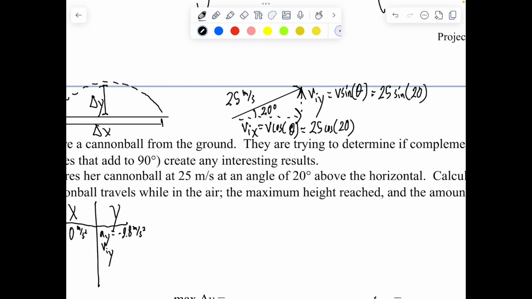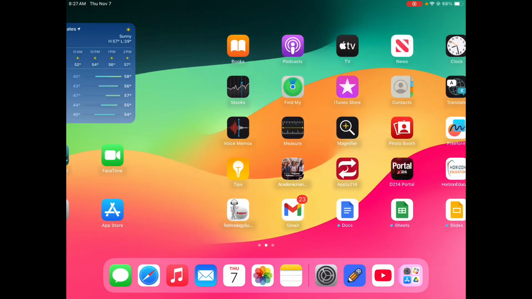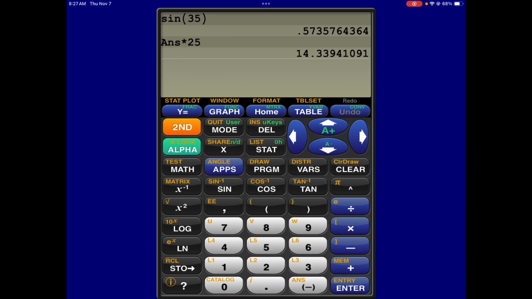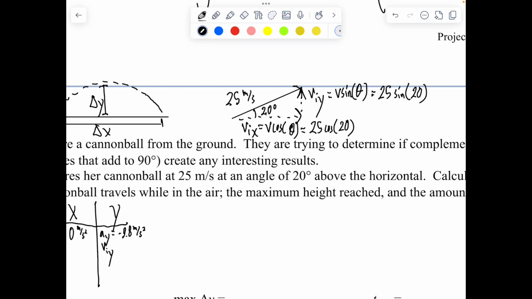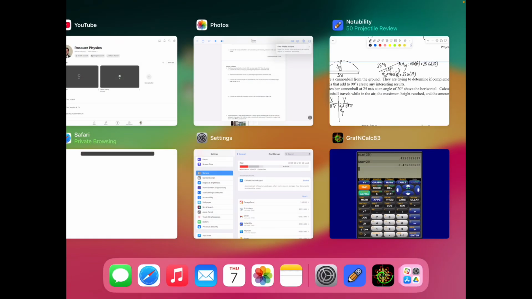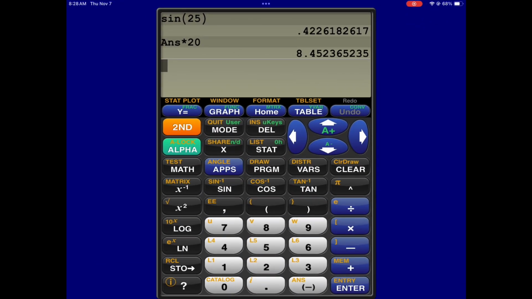Make sure you're using your degree mode on your calculator here. So we'll actually just exit out really quick, bring up our calculator, and make sure we're using degree mode. So we have the sine of 25 gives us some decimal. Multiply that by our velocity, I believe it was 20. 8.45. Let's go back into Notability. Make sure we did that correctly. Okay, I did swap our angle and our velocity. So let's redo that. Our angle is 20, our velocity is 25.